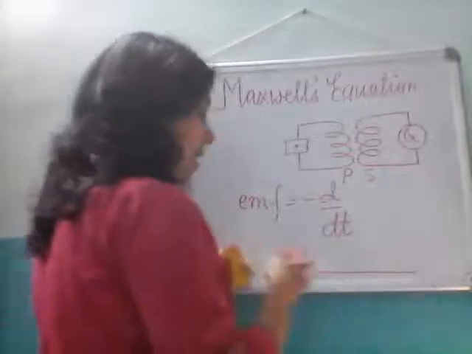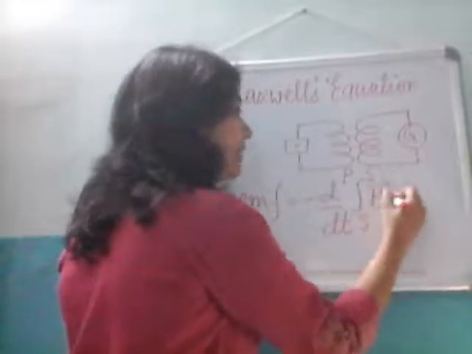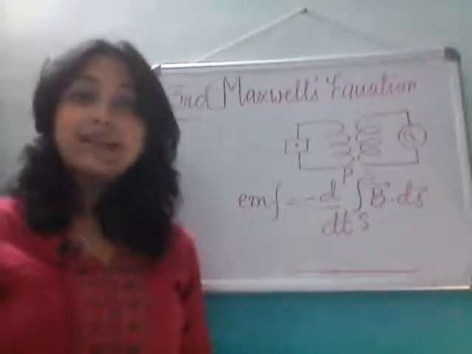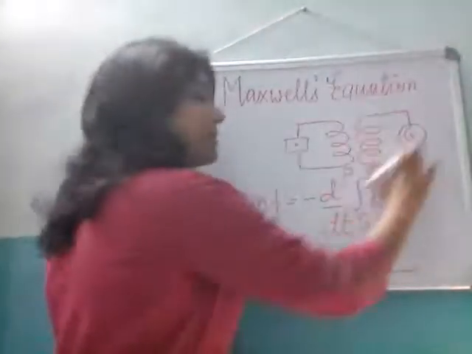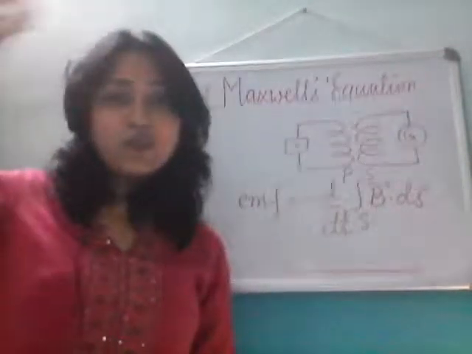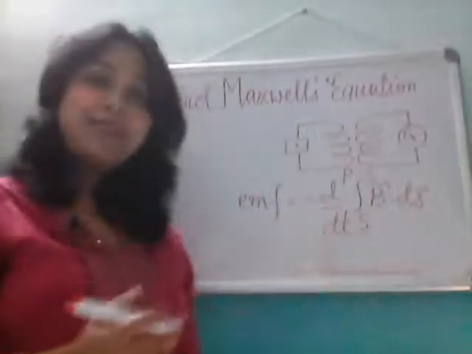This magnetic flux, I hope you all will agree, is the surface integral of B dot dS, right? And where is the surface coming from? The surface is coming from this circuit, which has taken a surface over it. It has subtended a particular surface. That surface is this surface.